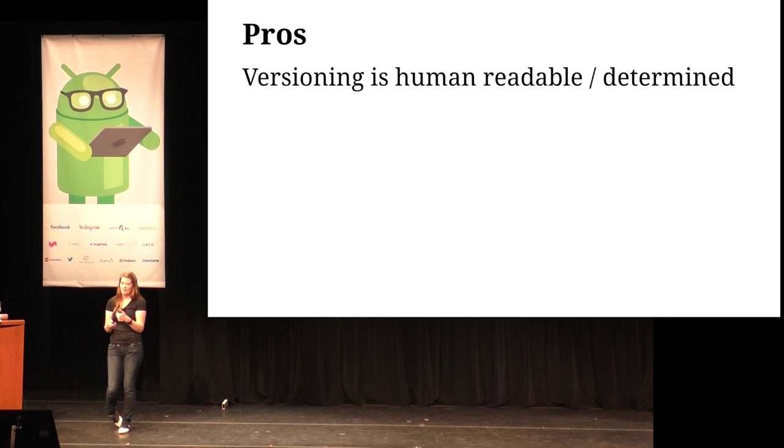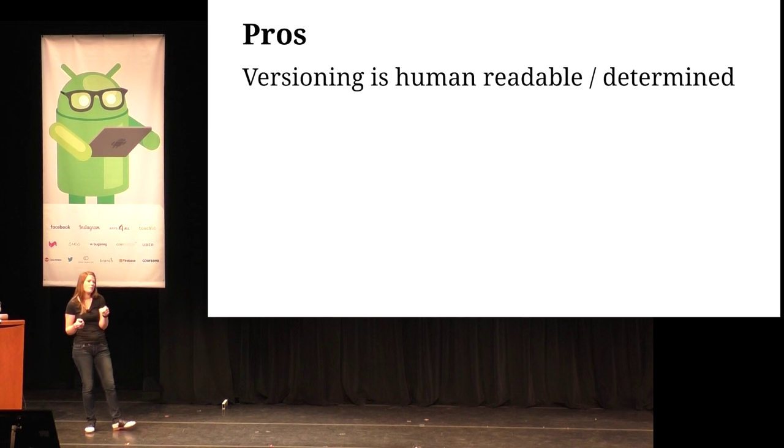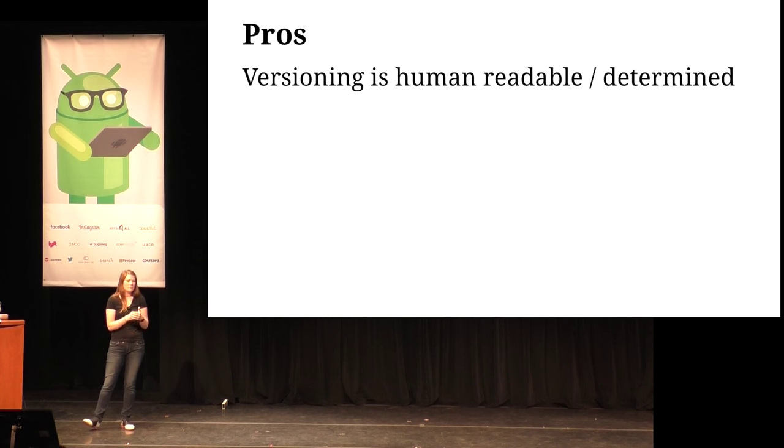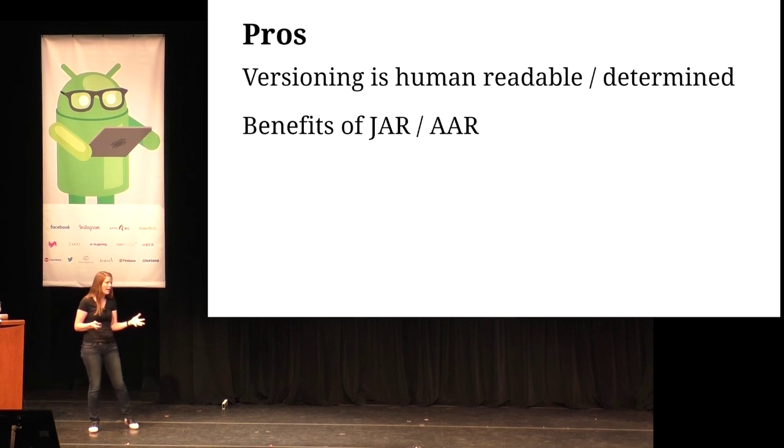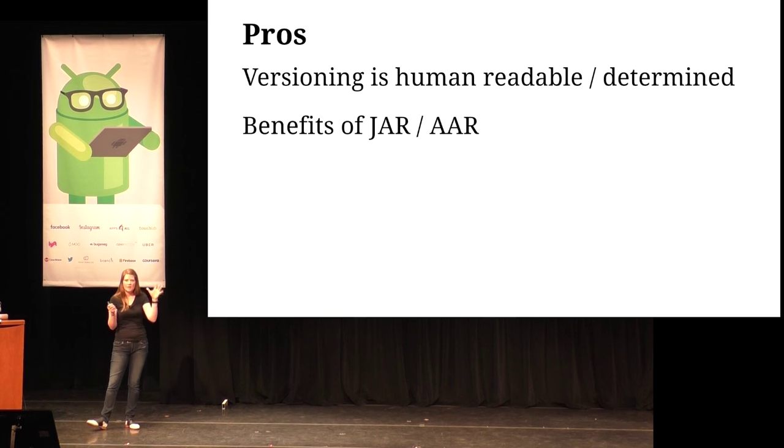Pros: versioning is now done by humans. So you define what major, minor, and patch numbers mean. You can put words in there. It's up to you, and you will know, I've got version one, and I know that these five features are part of version one. You also now get the benefits of having a compiled piece of code that you can easily pull down and not have to worry about pulling down the entire source code.